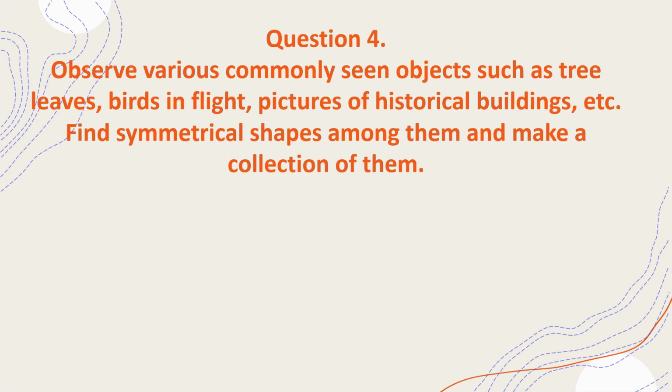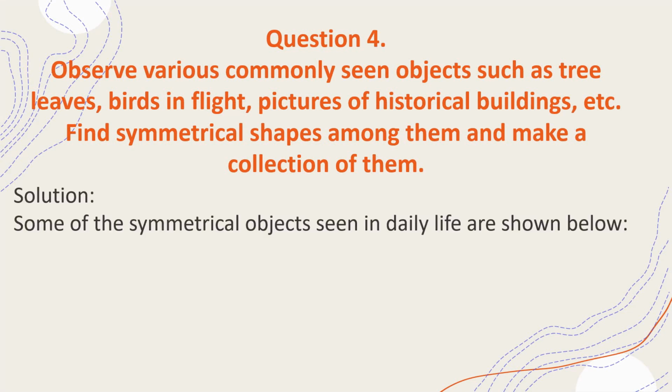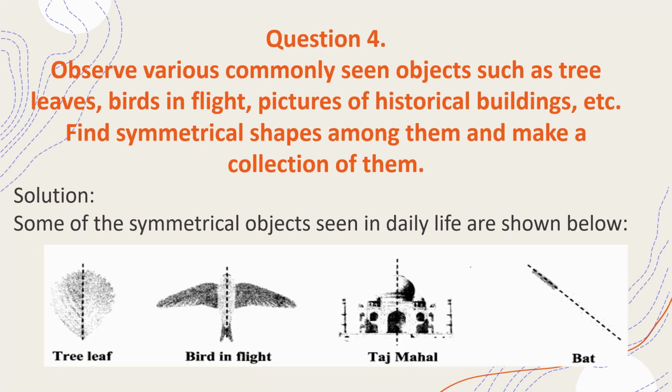So here in your notebook you have to take these pictures. Some of the symmetrical objects seen in daily life are shown below. So here you can see the tree leaf, birds in flight, Taj Mahal and bats. So these all are the symmetrical objects we see in our day-to-day life.